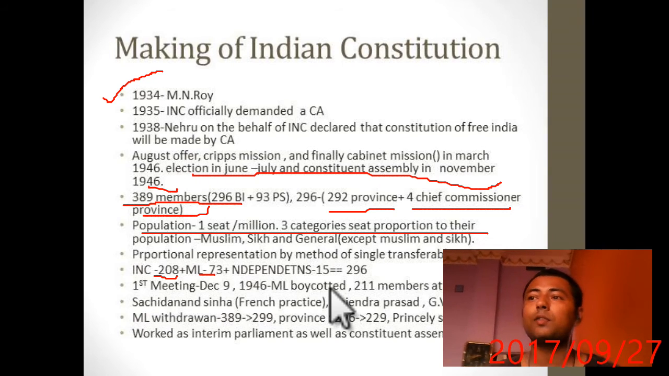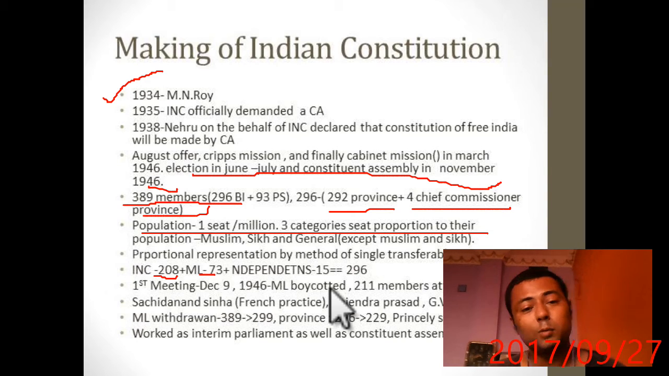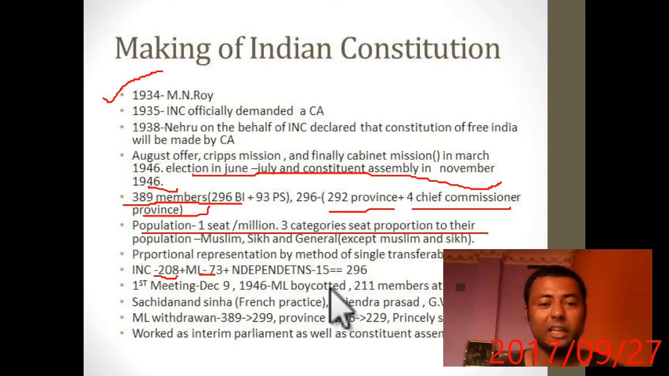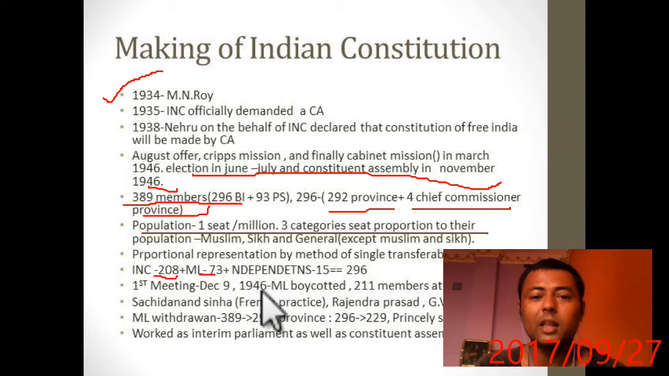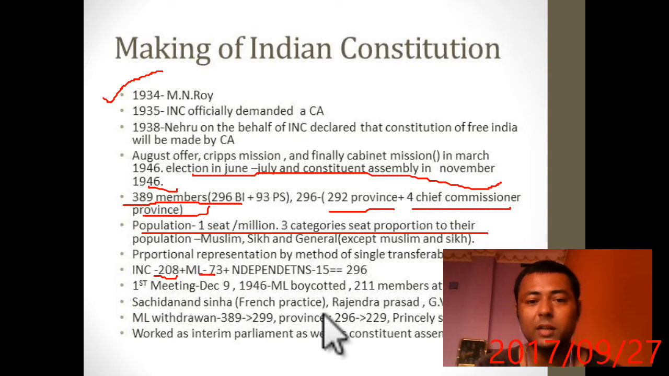What was the French practice? French practice was that we choose the most elder member of the assembly as the temporary chairman, and Dr. Satyanarayana Sinha was the most eldest member. He was near about 90 years, 92 years, so he was chosen as the temporary president. Then, after that, Dr. Rajendra Prasad was chosen as the permanent president or the president of the Constituent Assembly.